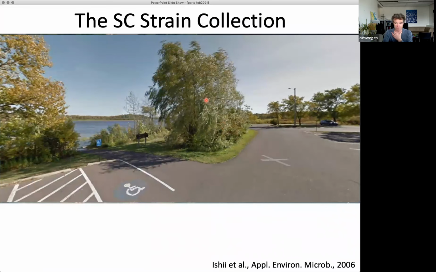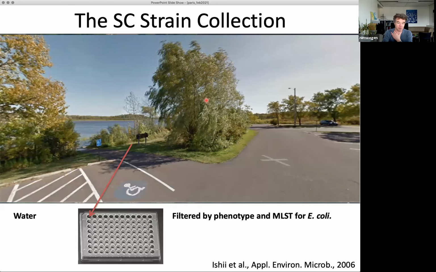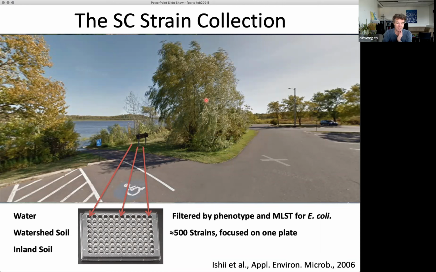And the group of Mike Sadowski about 15 years ago went there and collected samples from the water, the watershed, soil, and soil 1 meter inland of the shore. And they did this within 1 month. They went 2-3 times, collected a whole set of E. coli's, and they sent us 5 plates with strains. But today I'm going to focus on the results from 1 plate that we started with.